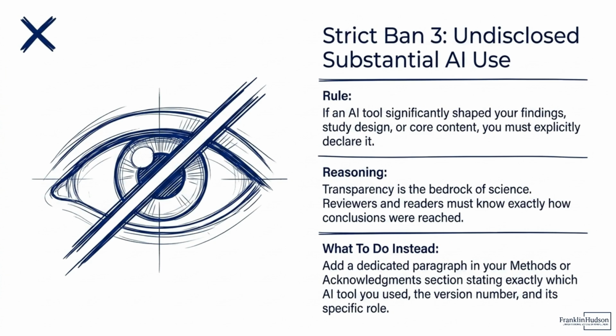If you used AI for more than just simple grammar checking, for example, if you used it to structure your data analysis or summarize a vast literature base, you must include a dedicated paragraph in your methods or acknowledgments section. State clearly which AI tool was used, the version number, and its specific role. Honesty about your process reinforces the credibility of your results.